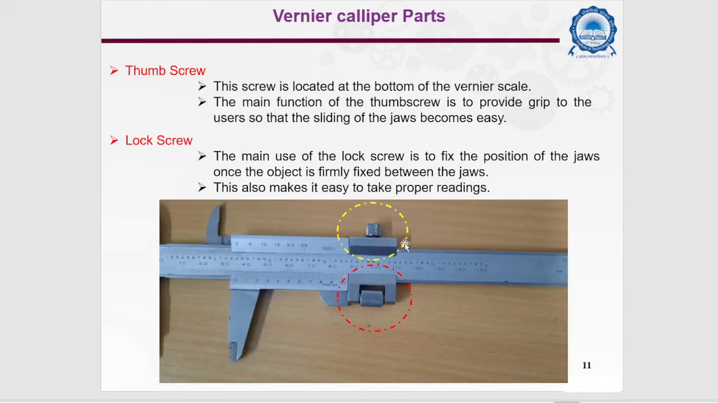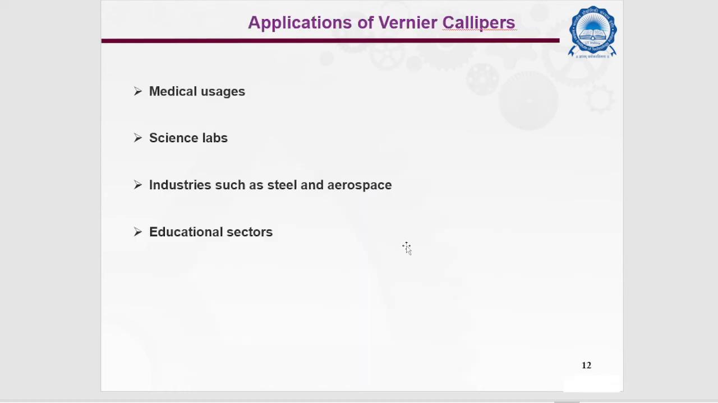Next is the thumb screw and lock screw. The main use of the lock screw is to fix the position of the jaws. Once the object is firmly fixed between the jaws, this also makes it easy to take the proper reading.